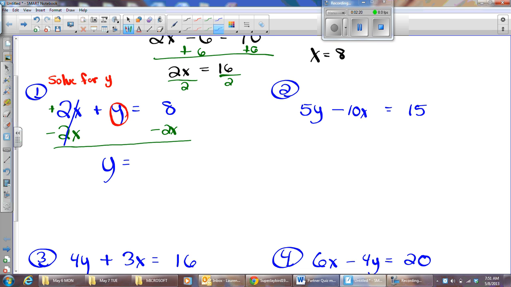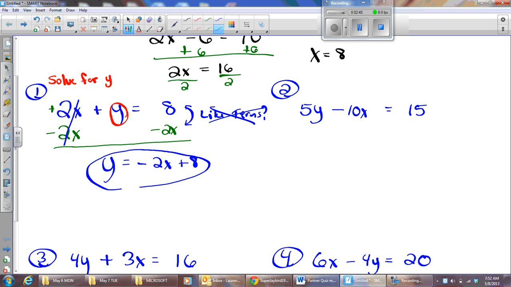Now, are these like terms? Remember, we spent a lot of time recently on like terms. Are they like terms? No, they're not like terms. So I don't put them together. I'm just going to write down negative 2x plus 8. And there we go. Is y alone? You bet your boots it is.